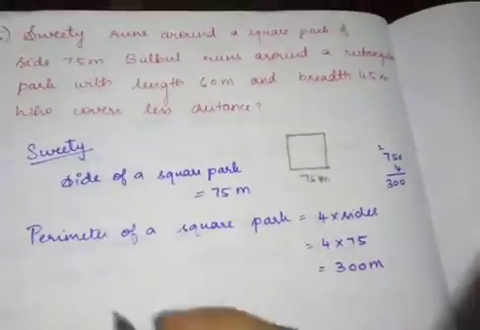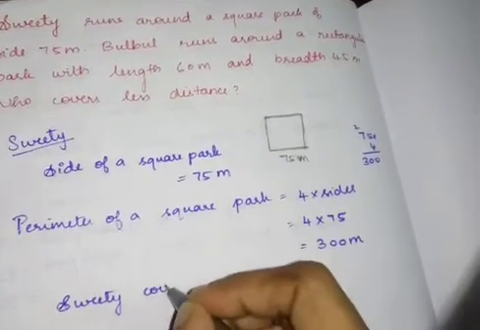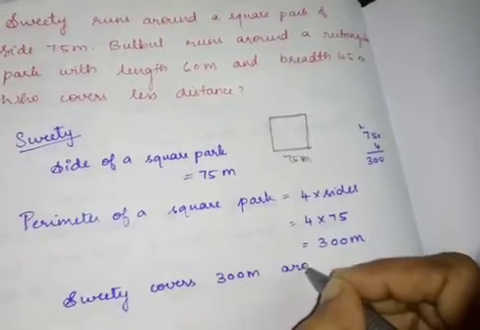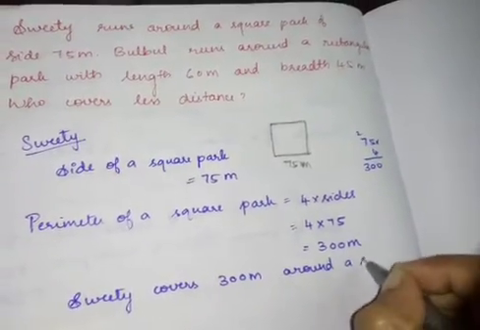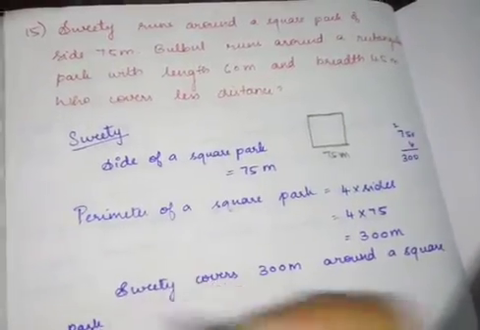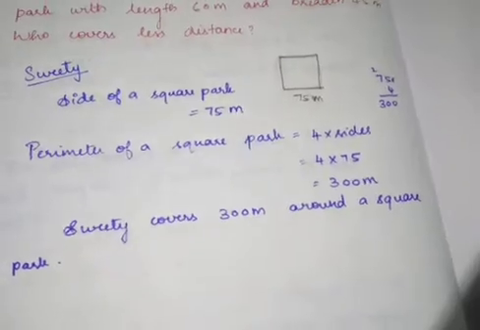So now Sweetie covers 300 meter around a square park. Okay, how much distance is she covering? Sweetie is covering 300 meter around a square park.